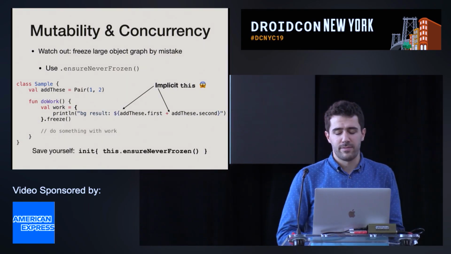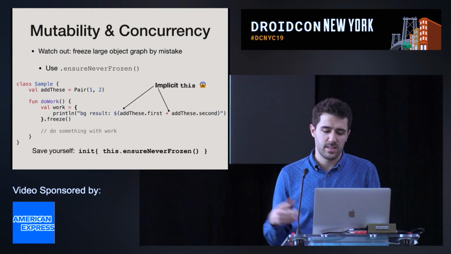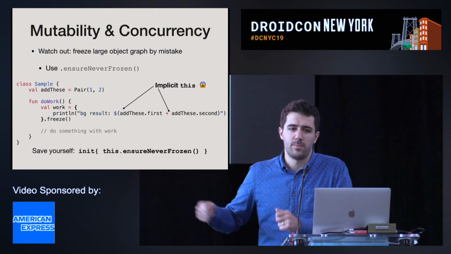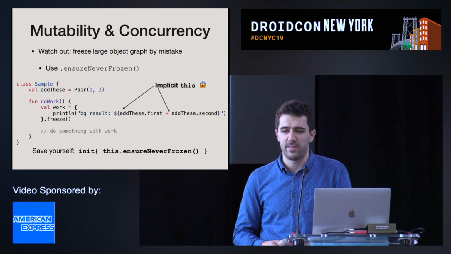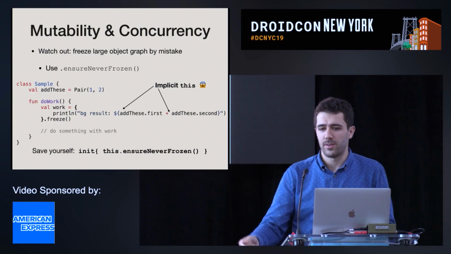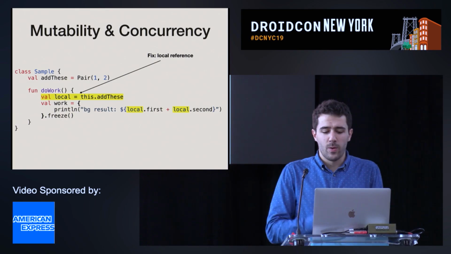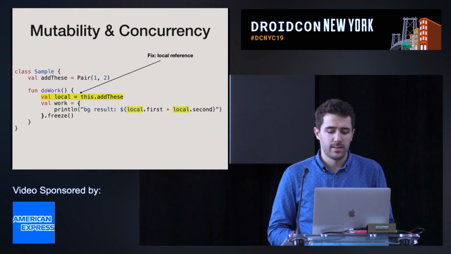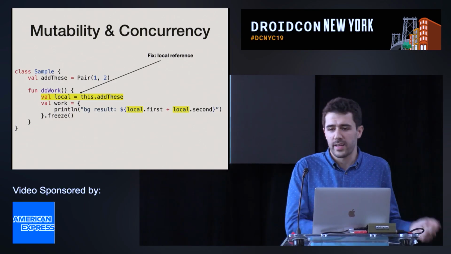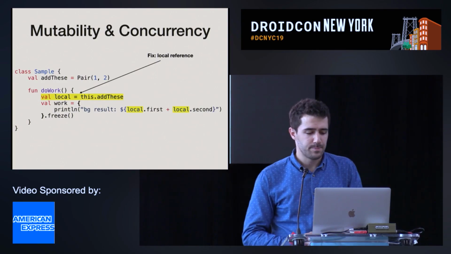So again, you can save yourself here by using ensureNeverFrozen: add an initializer that calls this.ensureNeverFrozen, and instead of throwing an exception sometime later down the road when you try to mutate your object and find out by surprise that it's frozen, you can add this here and it'll throw an exception right at the moment that you go to freeze it. And if you want to get yourself out of this situation entirely, there's a way to fix it. We can just grab a local reference to our instance variable, and it'll only capture our local variable instead of capturing this.